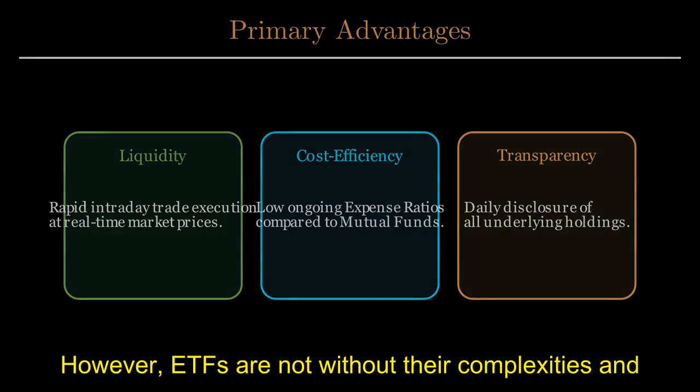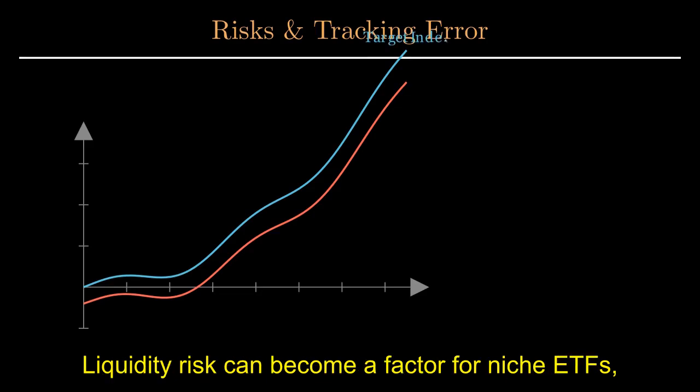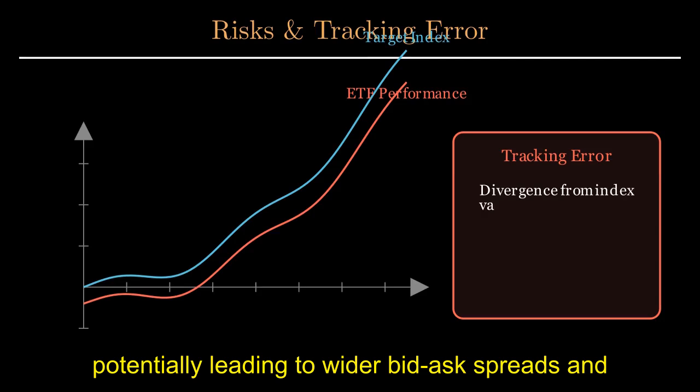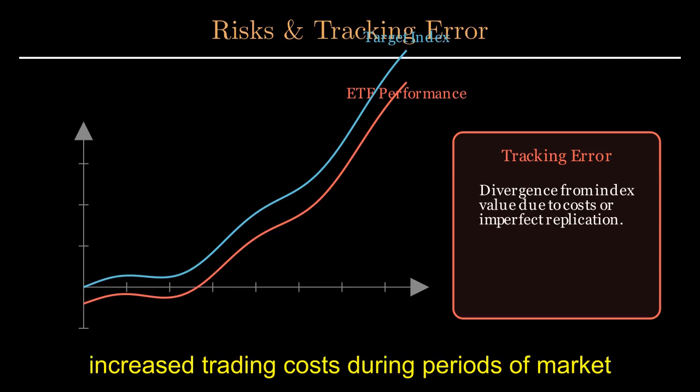However, ETFs are not without their complexities and potential drawbacks. While tracking error is generally low for broad market ETFs, it can be higher for more specialized or thinly traded funds. Liquidity risk can become a factor for niche ETFs, potentially leading to wider bid-ask spreads and increased trading costs during periods of market stress.